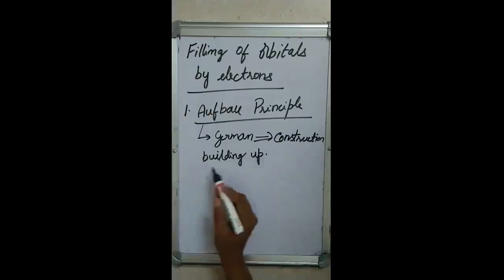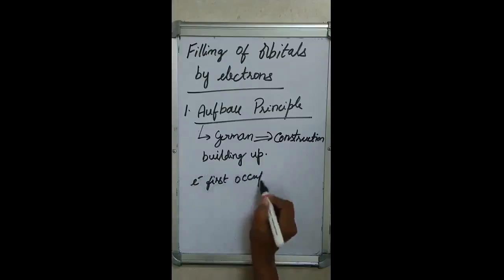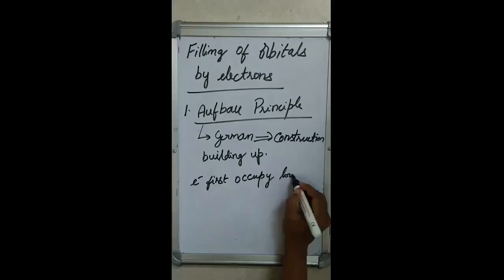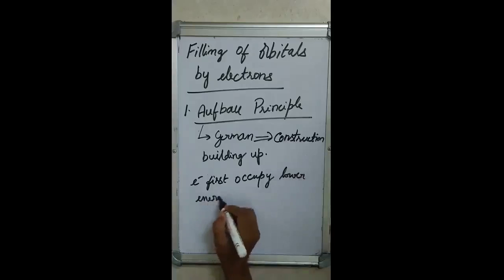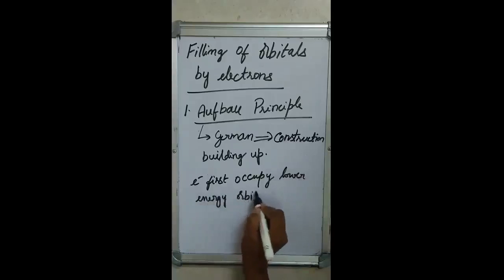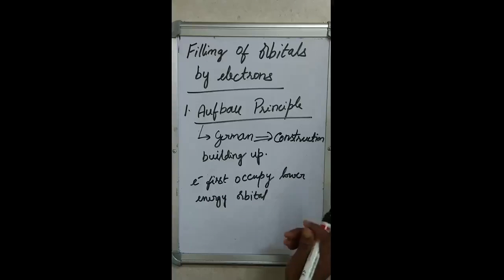Now, what is the meaning of Aufbau Principle? According to this principle, electrons first occupy lower energy orbital. That means filling of electrons takes place based on the increasing order of energy of the orbital. Okay, filling of electrons takes place in increasing order of energy of the orbitals. This is called the Aufbau Principle.